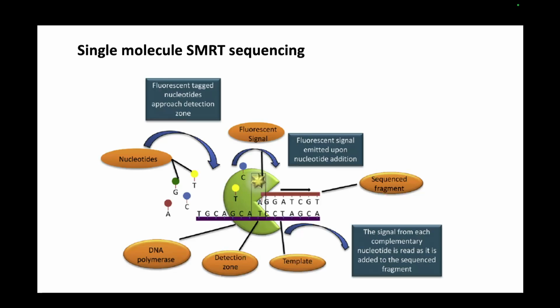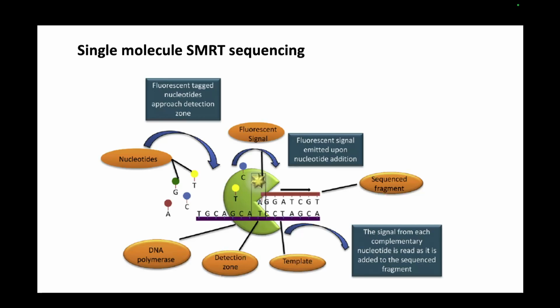So one after another, it can tell you what bases are being added to this original template strand. The sequence fragment that you are getting is basically complementary to your original strand. Keep that in mind. So what you need to do is find the complement of those strands, because the original strand is complementary to what you are synthesizing and capturing.